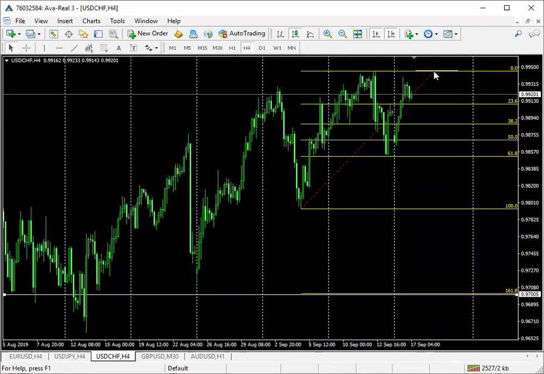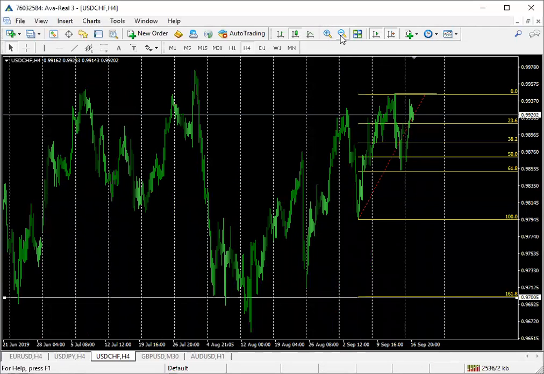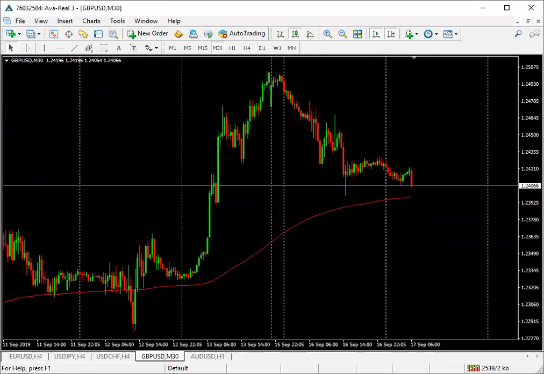Or if you can't wait for that break above, certainly that 50, 61 or 62% Fibonacci retracement area, so it's about 98.50. At 98.50, if the price action agrees, and you've got your moving average in there as well, then you certainly could have a really decent trade setup going long on the USD CHF. So that is my bias for now.